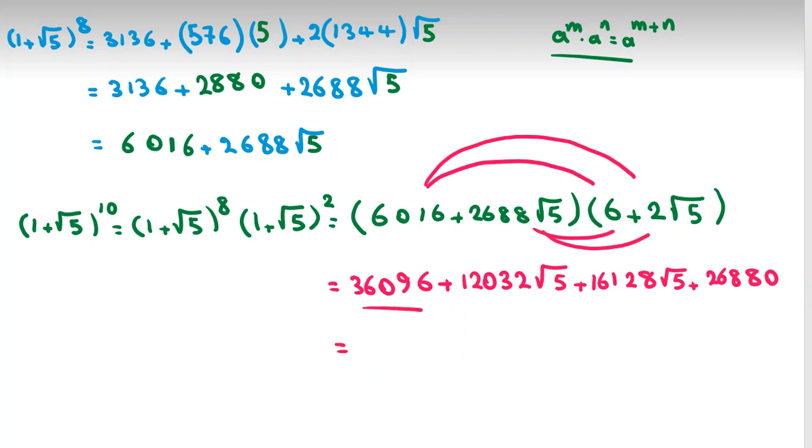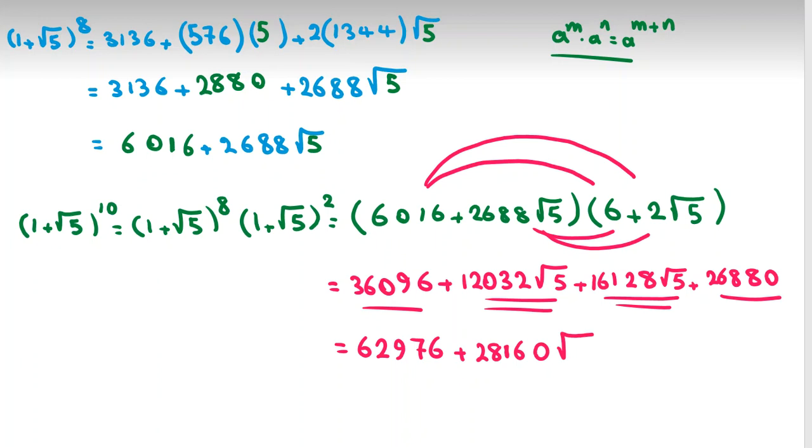Now, let's add up these two terms first. 0 plus 6, 6. 9 plus 8, 17. We have 1. 1 plus 8, 9. 9 plus 0, 9. Next digit, 6 plus 6, 12. We have 1. 3 plus 2, 5. Plus 1, 6. Plus. Next term. 8 plus 2, 10. We have 1. 2 plus 3, 5. Plus 1, 6. 0 plus 1, 1. 2 plus 6, 8. 1 plus 1, 2. Root 5.